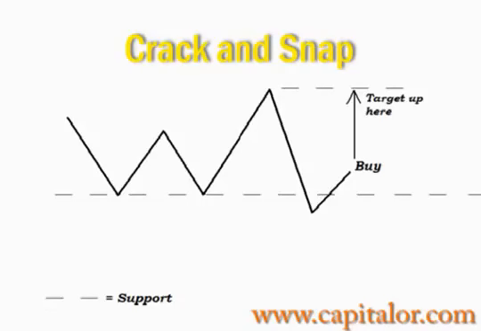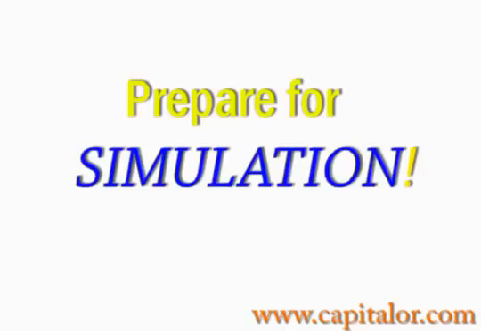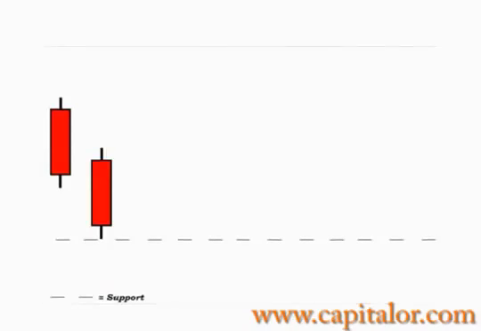And to make your apprehension of this pattern even easier, I am going to show you a simulation much like I did with the falling off the roof pattern. So prepare yourself. This time the dotted line is support. The simulation begins with the candlesticks approaching the support line, but stopping right above the support line and going up a little.